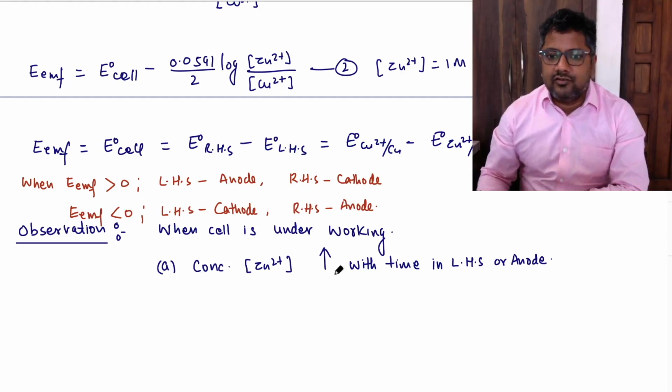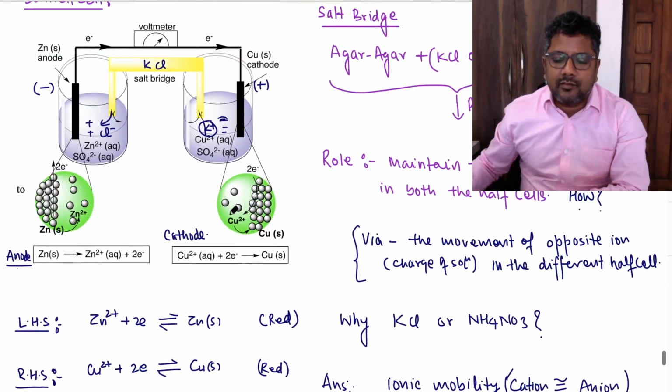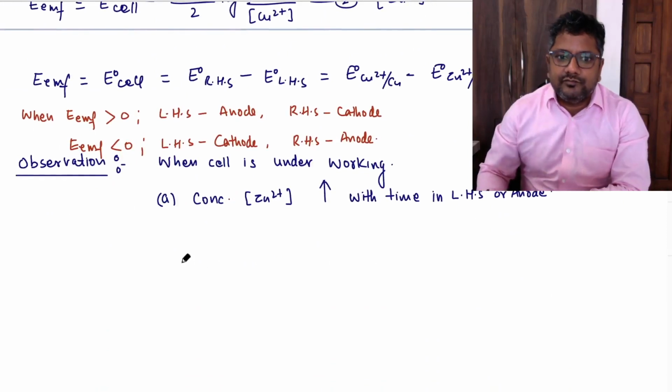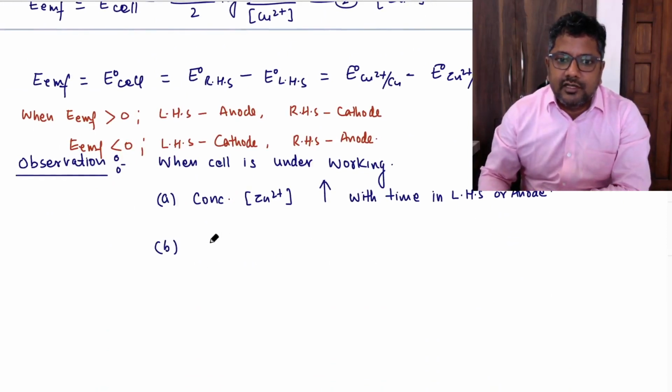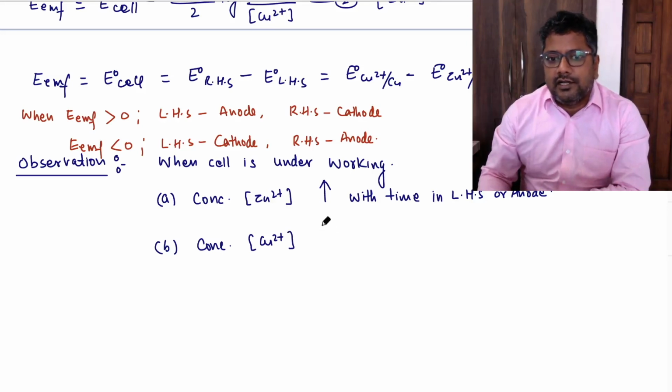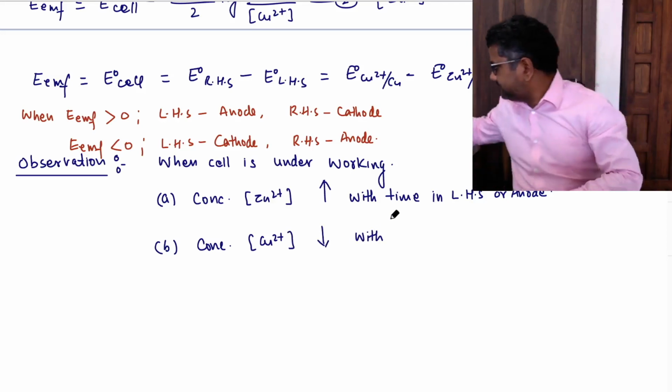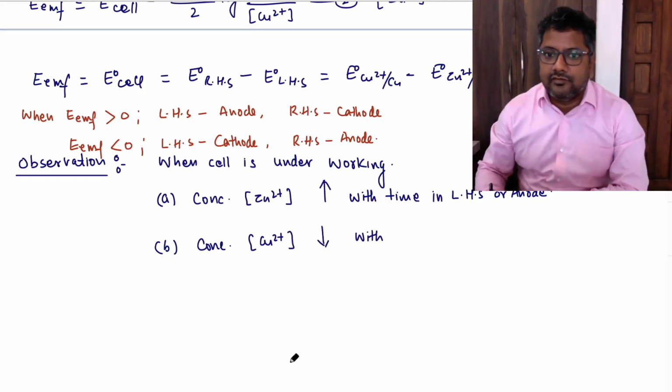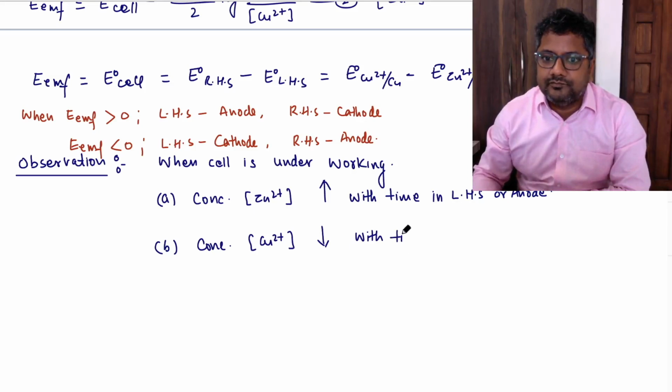Now the concentration of Zn2 plus ion increases with time in the left hand side electrode or anode, and see here, copper 2 plus is going to deposit on the copper rod. So the second observation: the concentration of copper 2 plus decreases with time in RHS or cathode.